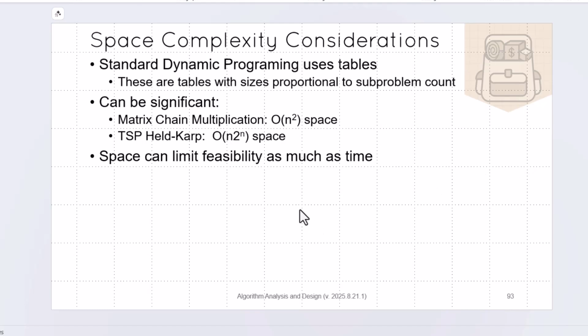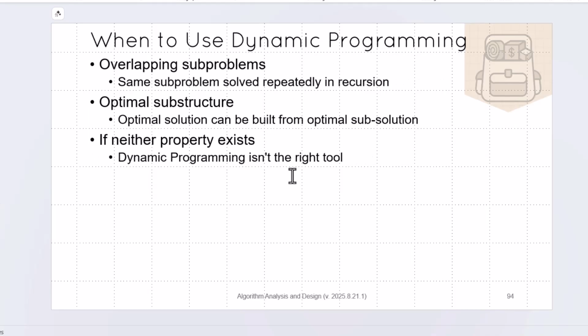Space complexity considerations. Well, standard dynamic programming uses tables. These are tables with sizes proportional to the subproblem count, and it can be significant. So matrix chain multiplication uses big O of n squared, or quadratic space. The traveling salesman problem uses n times 2 to the n space. Okay, and space can limit feasibility as much as time, so we have to be careful with that.